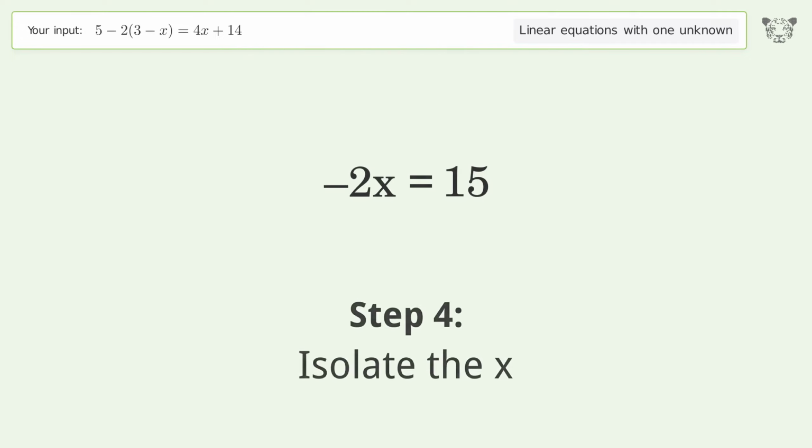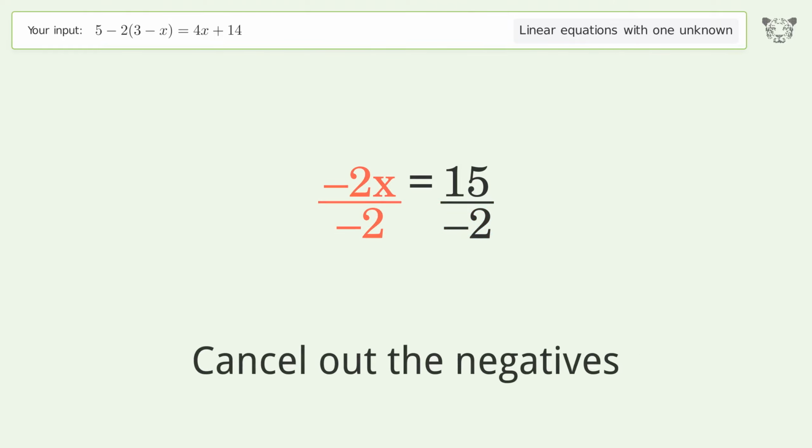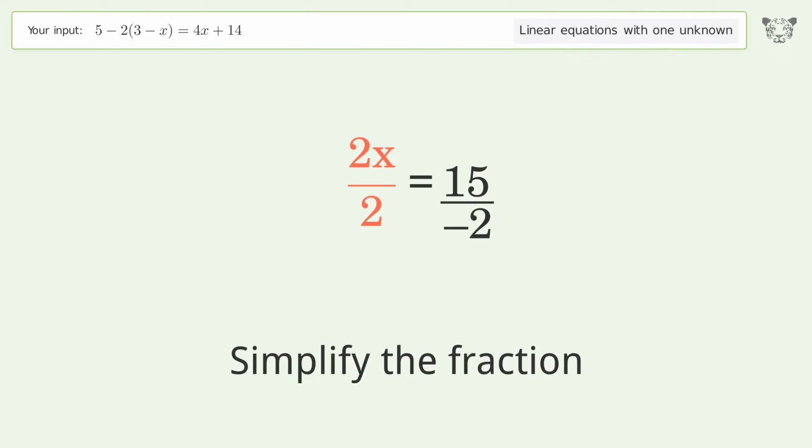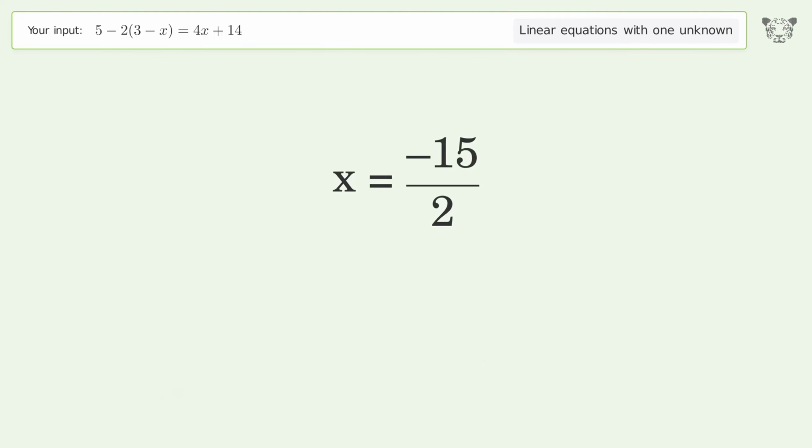Isolate the x. Divide both sides by -2. Cancel out the negatives. Simplify the fraction. Move the negative sign from the denominator to the numerator. And so the final result is x equals -15/2.